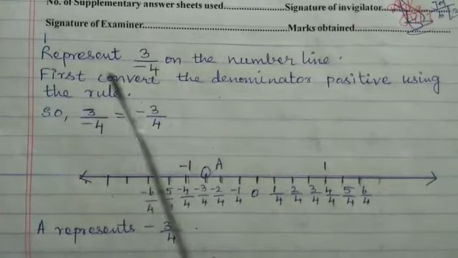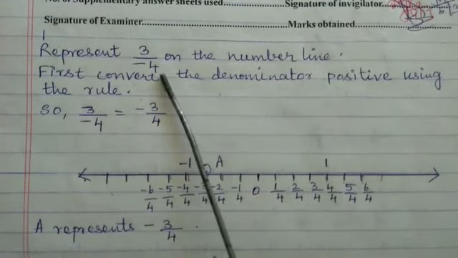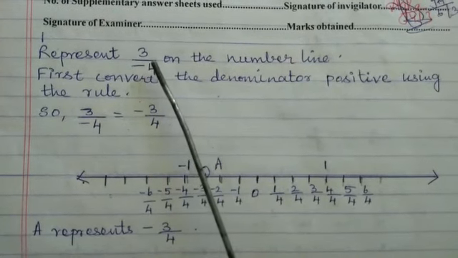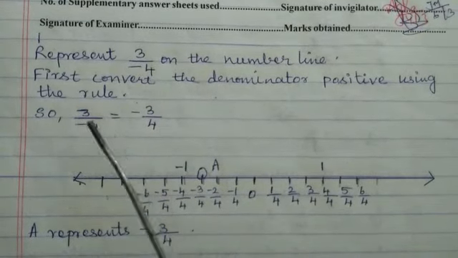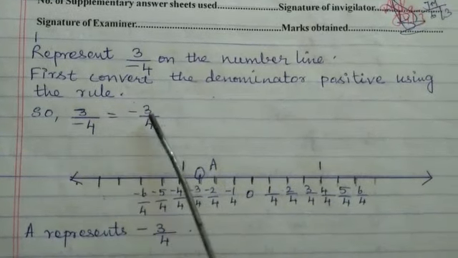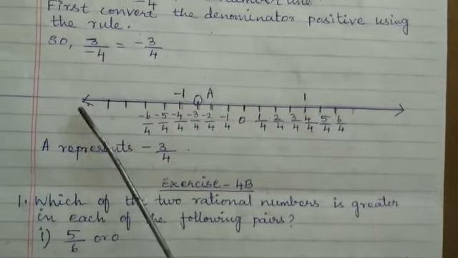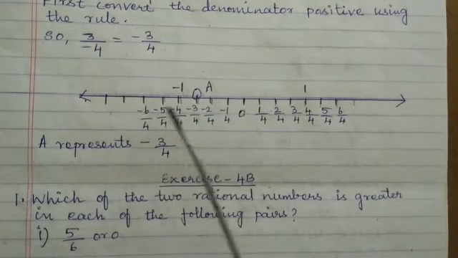See one more example. Represent 3 by minus 4 on the number line. Here the denominator is a negative integer. So we convert it by the same process we have done earlier, converting the denominator to positive. That is, 3 by minus 4 is equal to minus 3 by 4. Then you draw a line, put an arrow mark on both sides, and now we have to show a negative number.